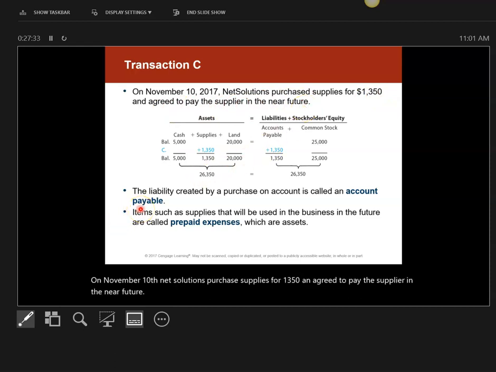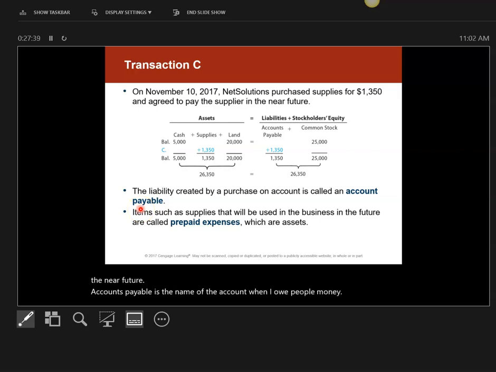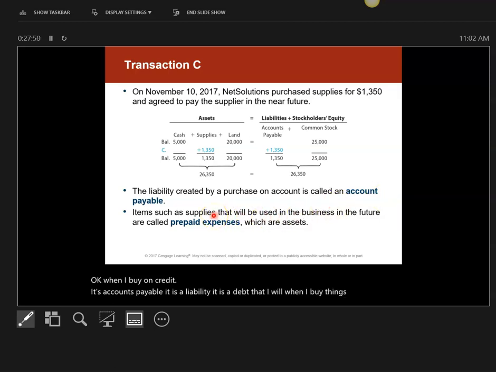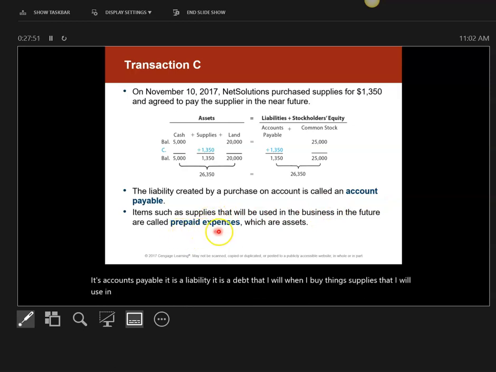Accounts payable is the name of the account when I owe people money. Okay, when I buy on credit, it's accounts payable. It is a liability. It is a debt that I will owe. When I buy things like supplies that I will use in the future, they're called prepaid expenses.